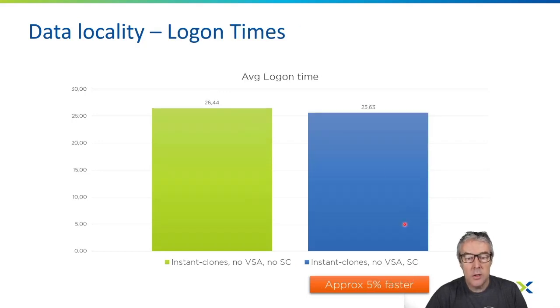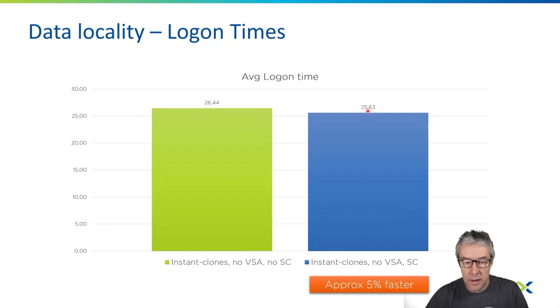If we look at Logon times, not as significant, but nevertheless there is an improvement in the Logon time. Your Logon time is about 5% faster. Now this is for a cluster of only 400 users. We talked about linear scalability, so as you scale out that architecture to thousands of desktops, this Logon time is going to stay the same.